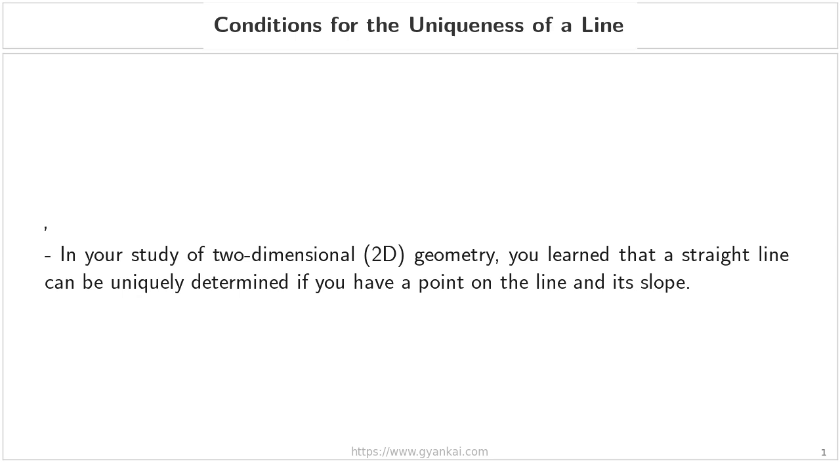Welcome, everyone. Let's begin our discussion on the conditions for the uniqueness of a line. Now, think back to your previous studies in two-dimensional geometry. You'll remember that if I give you a single point on a line and tell you exactly what its slope is, you can draw one, and only one, specific line. It's a very straightforward way to define a path.